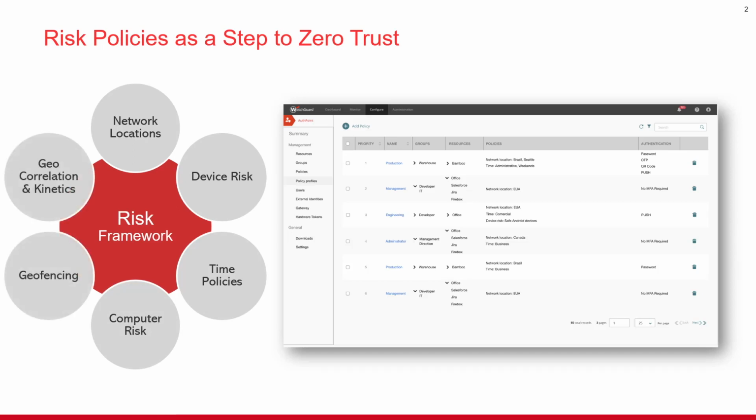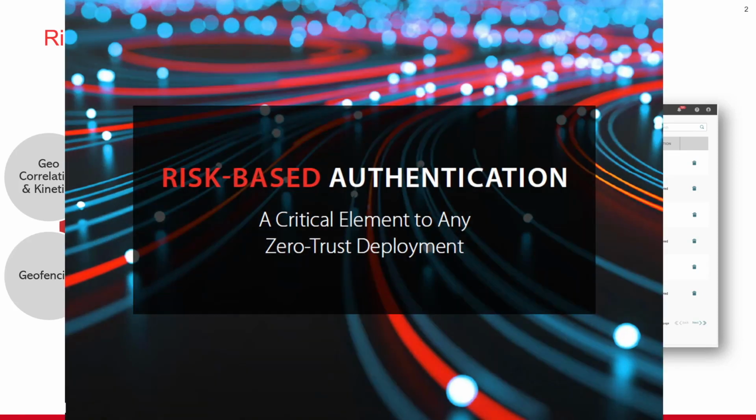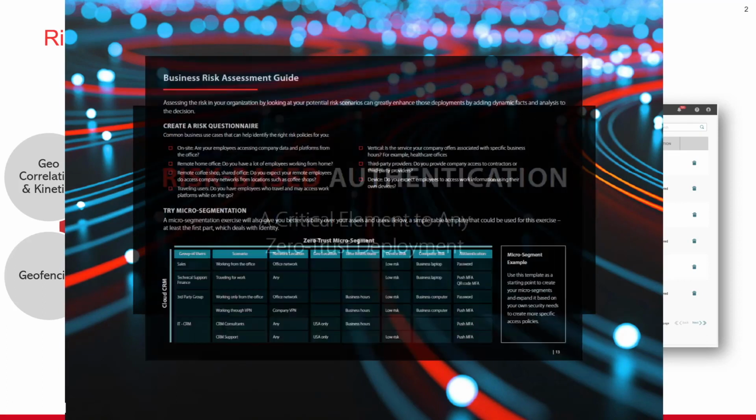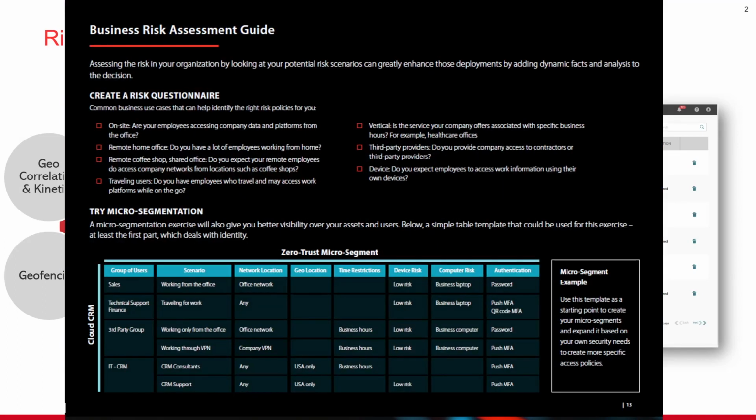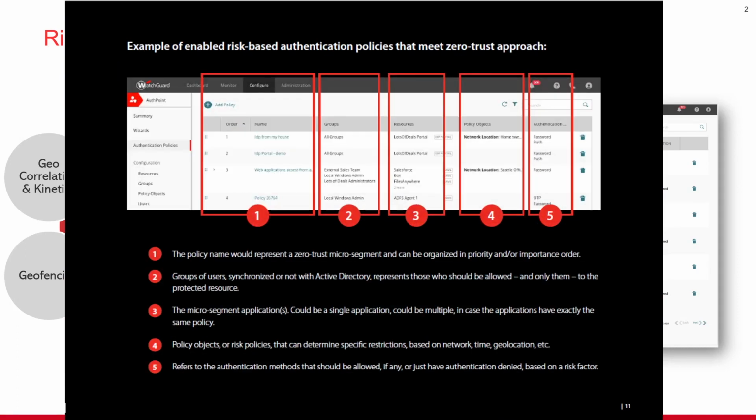Most MFA solutions will charge 2-3 times more to get risk capabilities. AuthPoint delivers it at no additional cost. And it makes it much easier to implement Zero Trust in your company. If you haven't done it yet, download the new ebook on risk-based authentication and Zero Trust. It's a very comprehensive guide on how to use MFA to start creating your Zero Trust environment with real-world examples and how they would reflect on an AuthPoint implementation.